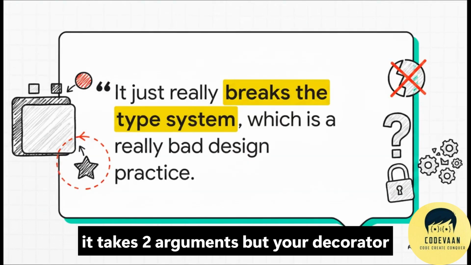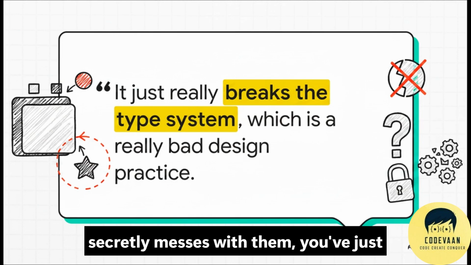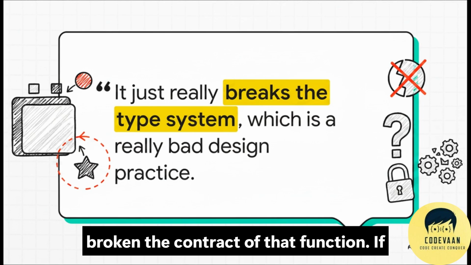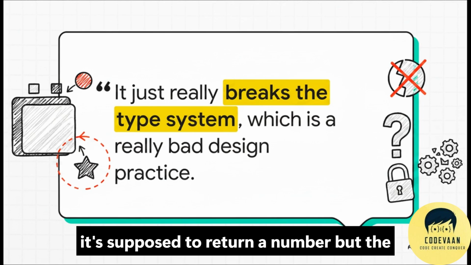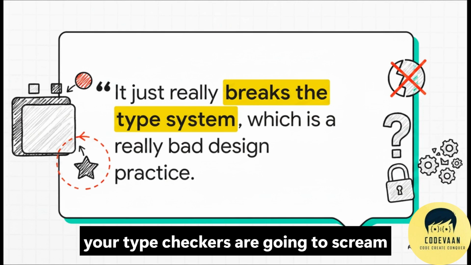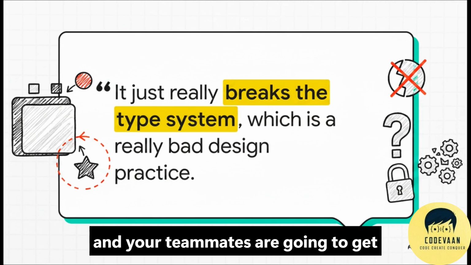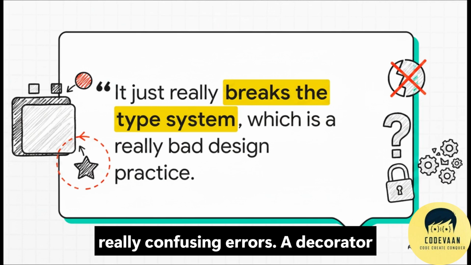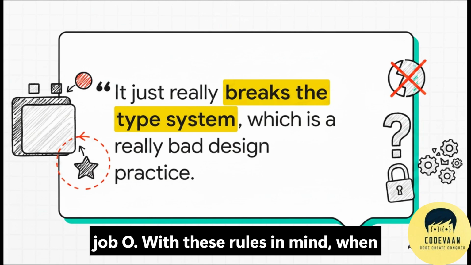If your function signature says it takes 2 arguments, but your decorator secretly messes with them, you've just broken the contract of that function. If it's supposed to return a number, but the decorator makes it return a string, well, your type checkers are going to scream, and your teammates are going to get really confusing errors. A decorator should enhance, not alter, a function's core job.